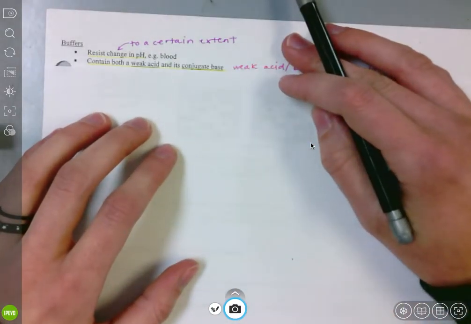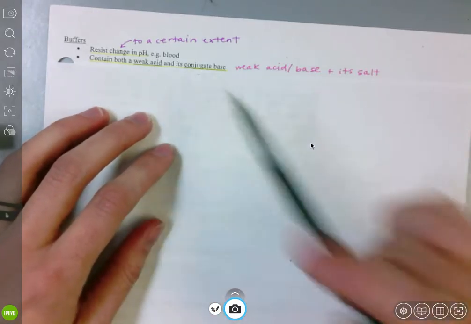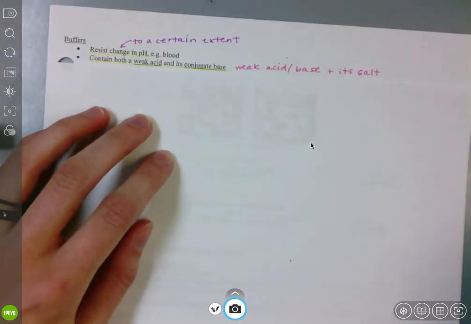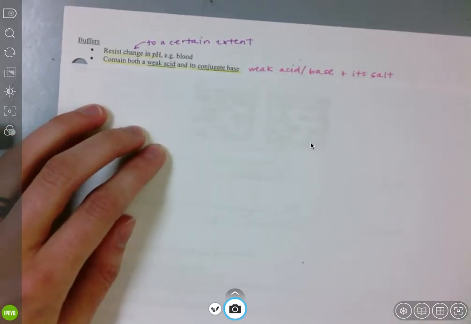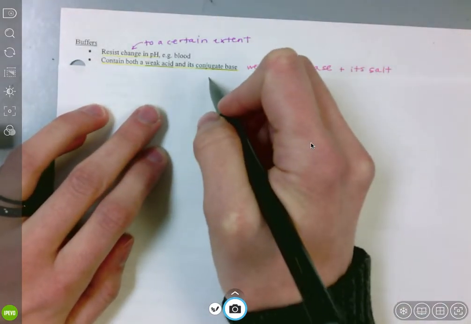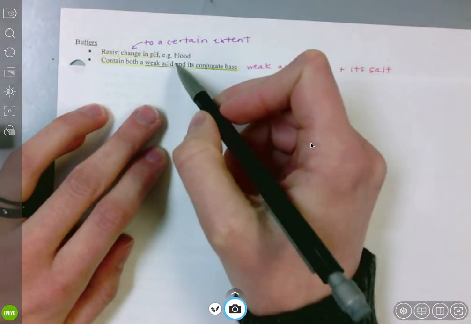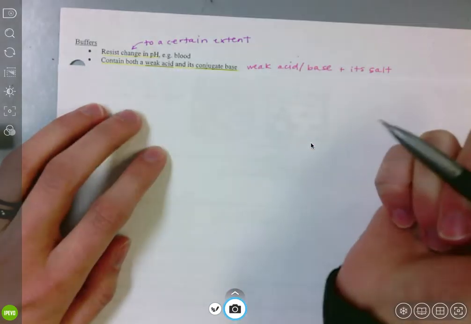So buffers are made up of a weak acid and its conjugate base. The conjugate base you might see as a salt, like we will in example number 18 and 19. But the salt is basically the conjugate base, so everything minus the hydrogen ion.